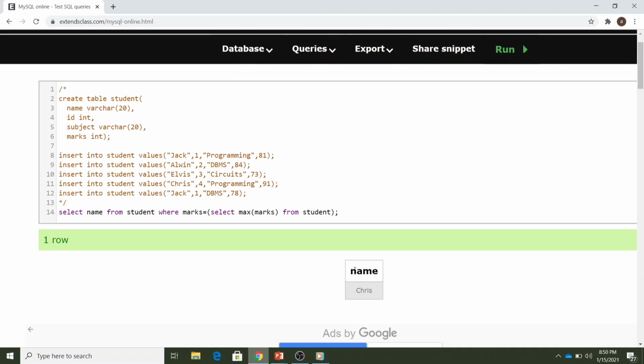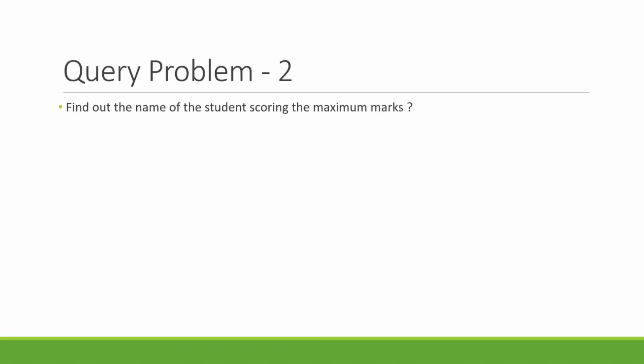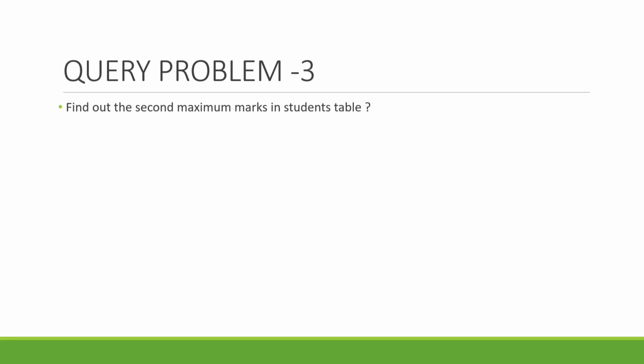So this is how the concept of nested querying comes, where we actually use the output from our inner query to find the output in our main or the outer query. And the same solution we have here. So the next problem is we actually need to find the second maximum marks in the students table.